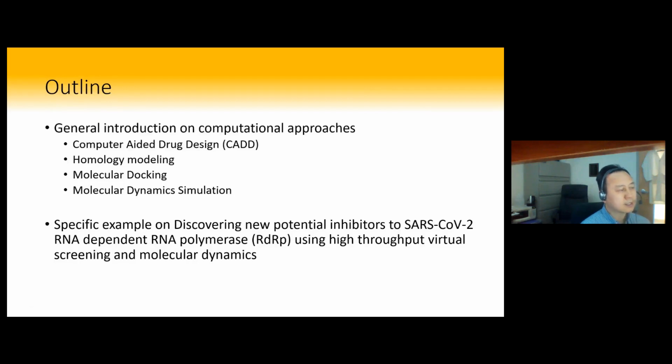Okay, here's the outline of this talk. In the first part, I will introduce some of the basic computational methods for doing drug discovery. And then I will move to the specific project we will discuss, which is developing a novel inhibitor for the SARS-CoV-2 RNA-dependent polymerase. Okay, so that's our plan. So let's start our first part.